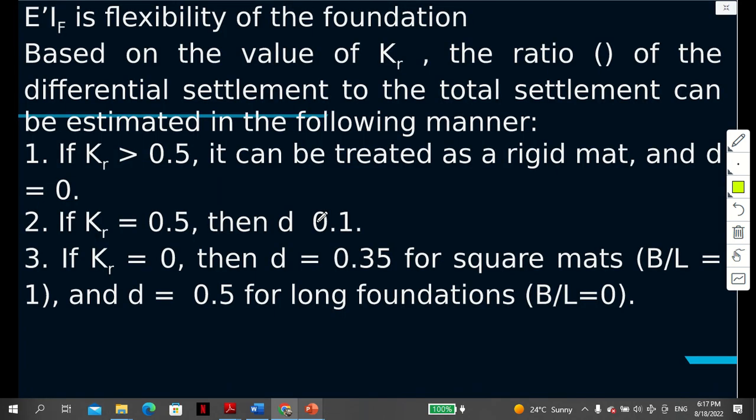And then the summation of IF is the flexural flexibility of the foundation. Based on the value of KR, the ratio of the differential settlement to total settlement can be estimated in the following manner. We just give you some values that you can use. If KR is greater than 5, it can be treated as a rigid mat and the D is 0. If KR is 0.5, then D is 0.1. If KR is 0, then like this. And we give certain dimensions for B over L.